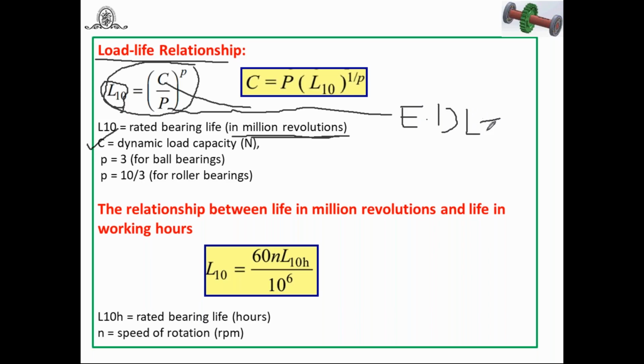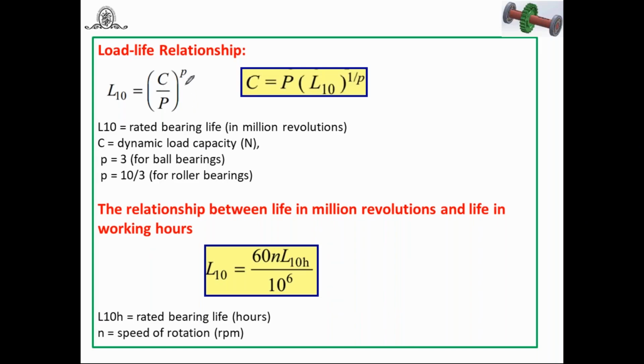And how do you calculate the equivalent dynamic load? X V Fr plus Y Fa, already discussed on the earlier slide. So you can find it out. And what is this small p? The small p is the term which decides which type of bearing. You can arrange this term as C by P is equal to (L10) raised to 1 by p, so C is equal to P times L10 raised to 1 by p.